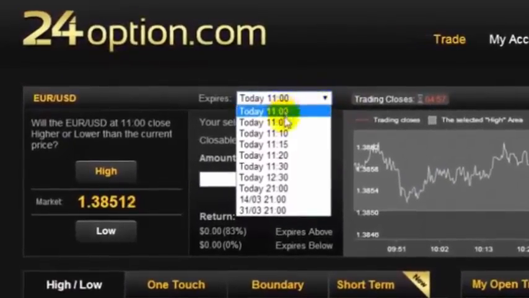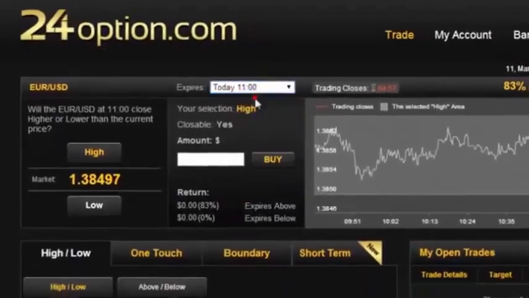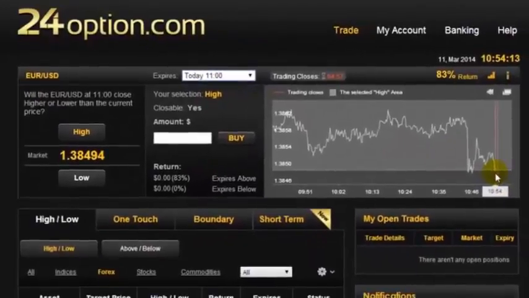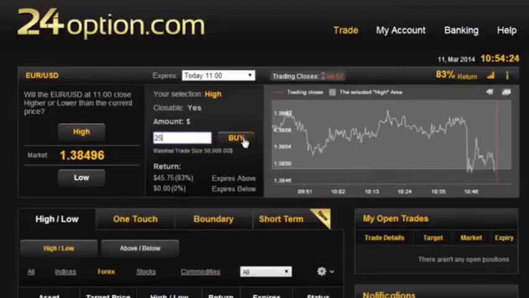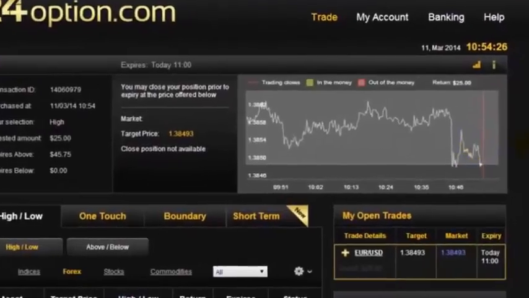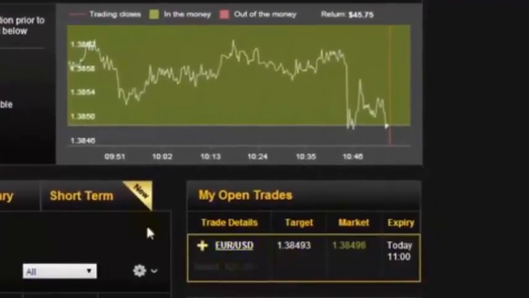So here you can see you have different options. If I select, let's say, 11 o'clock, I predict that the euro will be higher, I can maybe enter this trade. I will enter $25 into this trade, I will select high, and I will click buy. So now I entered my trade, and here you can see my trade is displayed.